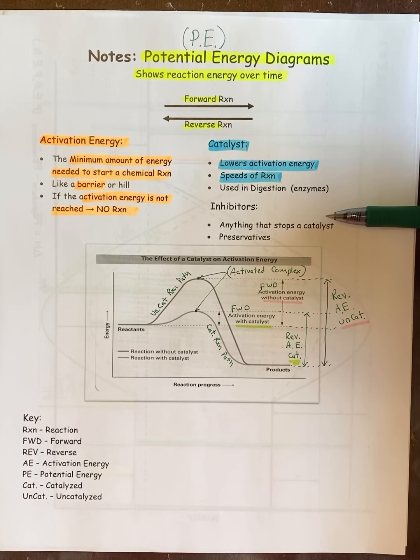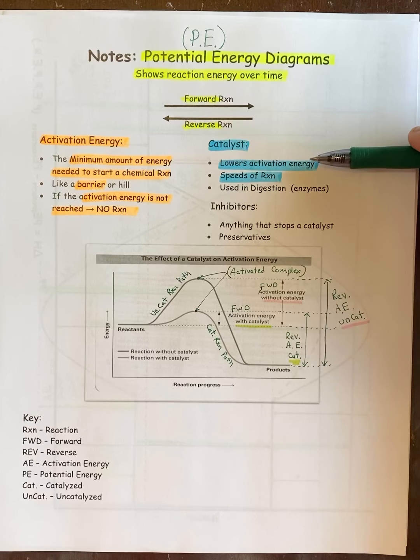And then inhibitors. Inhibitors are anything that stops a catalyst. In food science, an inhibitor is basically a preservative. So the bacteria that digest our food, that make our food go bad, they use catalysts in order to digest the food. Well, something that stops their catalysts will make the food last longer. We call it a preservative. That's really all a preservative is. Now, catalysts, they lower activation energy.